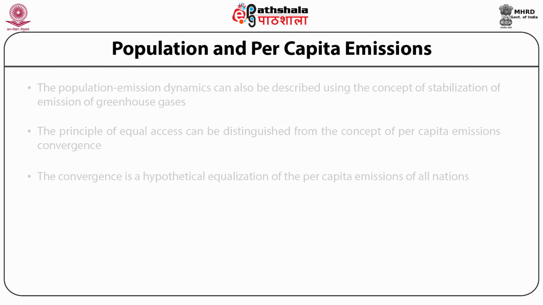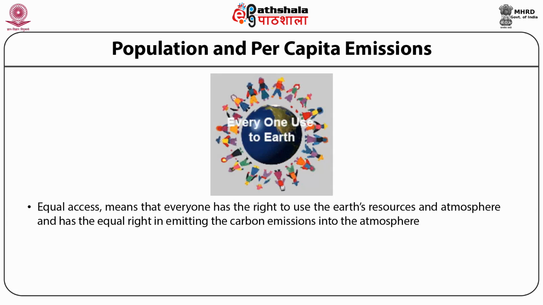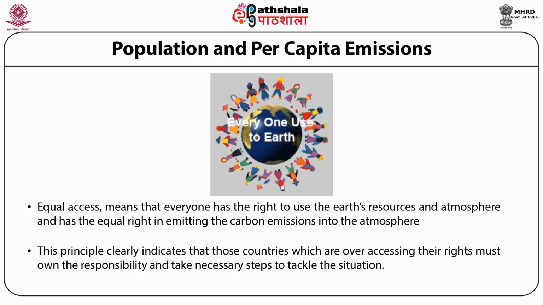ever occur. By equal access, one means that everyone has the right to use the Earth's resources and atmosphere and has the equal right in emitting carbon emissions into the atmosphere. This access has to be non-conflicting, meaning that it should not hamper others' access of the same nature. This principle clearly indicates that those countries which are over-accessing their rights and breaching into the access field of the low-emitting nations must own the responsibility and take necessary steps to tackle the situation.